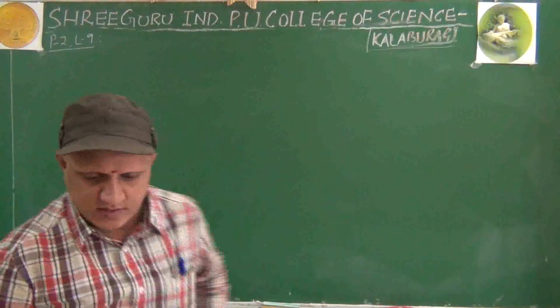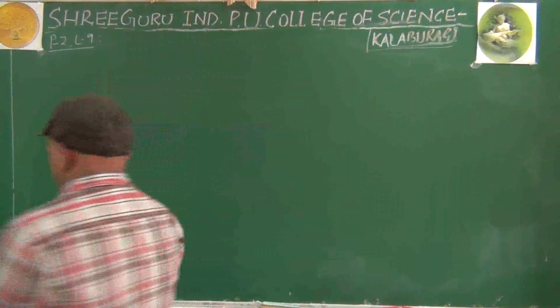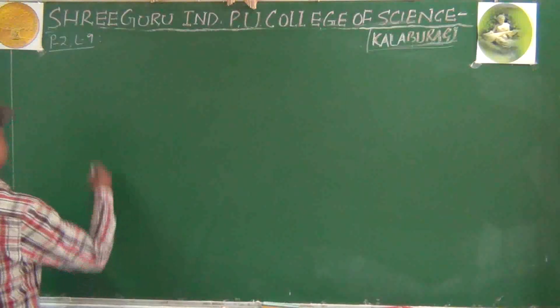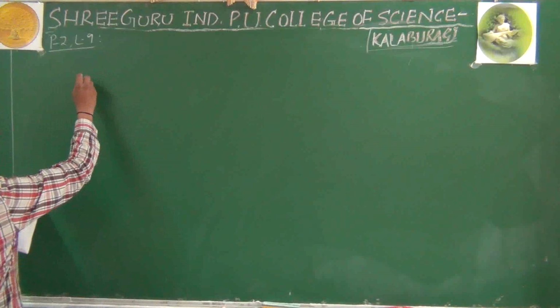Let us see the next one. Next concept is there. Very easiest concept. Transpose of a matrix.